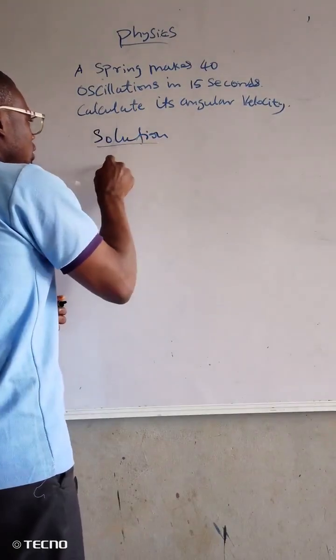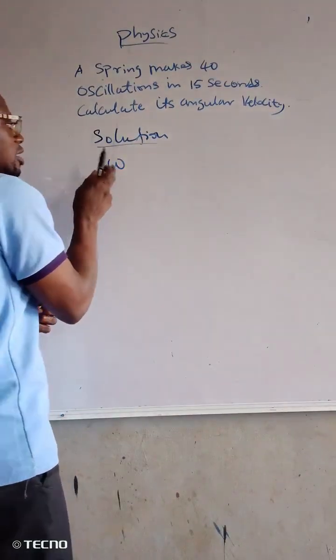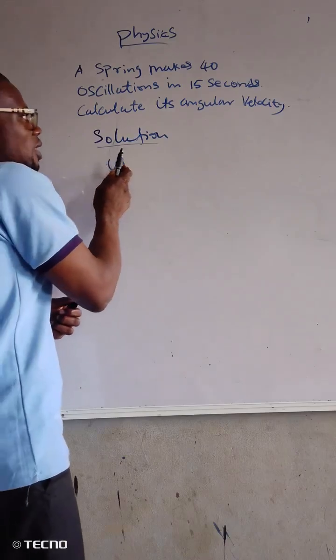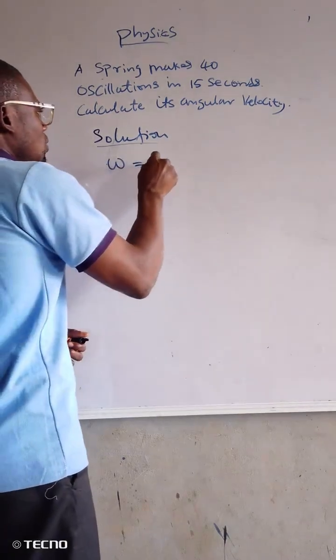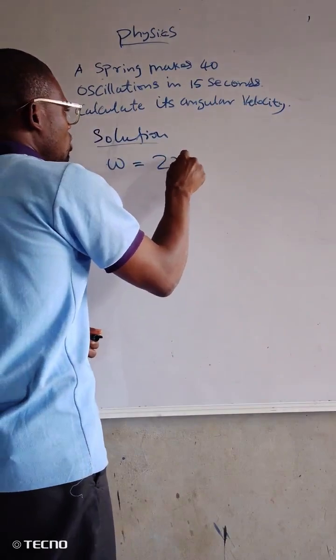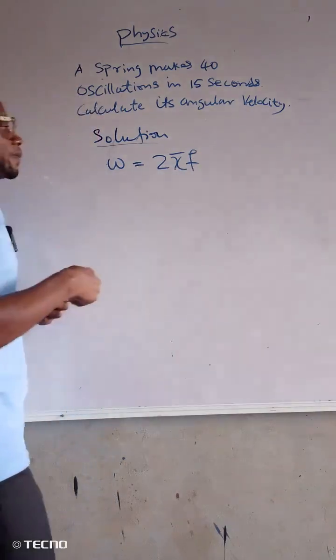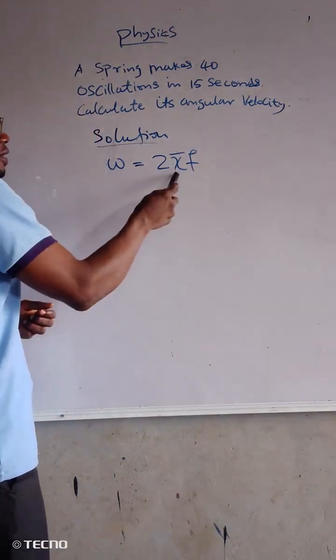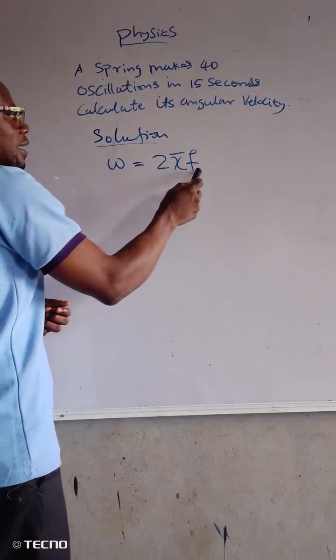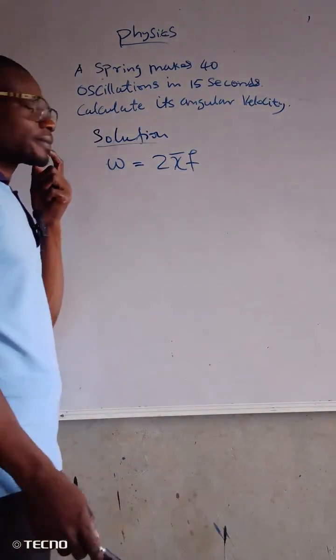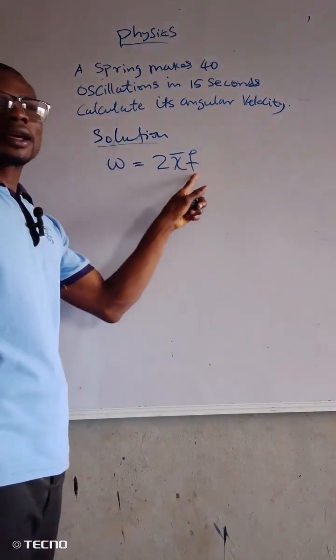This is the symbol of angular velocity, omega. Angular velocity equals 2 pi f. Pi is a constant value, and f is the frequency, which is measured in hertz.